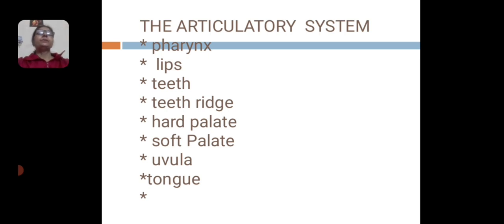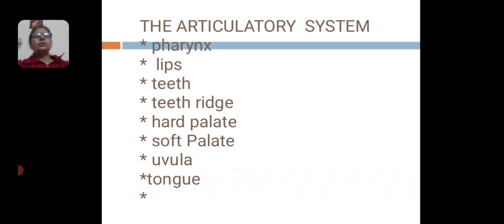And then comes teeth. When teeth are coming in contact, certain sounds are produced. For example, ta, tha, da, dha in Hindi. In English also there are some consonants which are produced with the help of the teeth, and these are this, the, this, and that. The tip and blade of the tongue is coming in contact with the back of the upper teeth. The, this, and that.